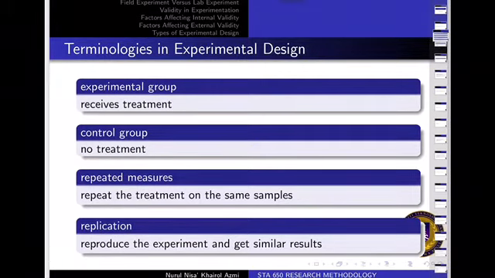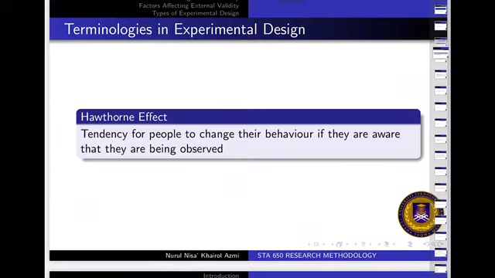And then Hawthorne effect. Hawthorne effect is a tendency for people to change their behavior if they are aware that they are being observed. So this is quite common in experimental analysis. So bila kita buat eksperimen, bila orang tu tahu dia diuji, they are being tested, so they tend to change their behavior so that they can meet or achieve the experimental outcome.